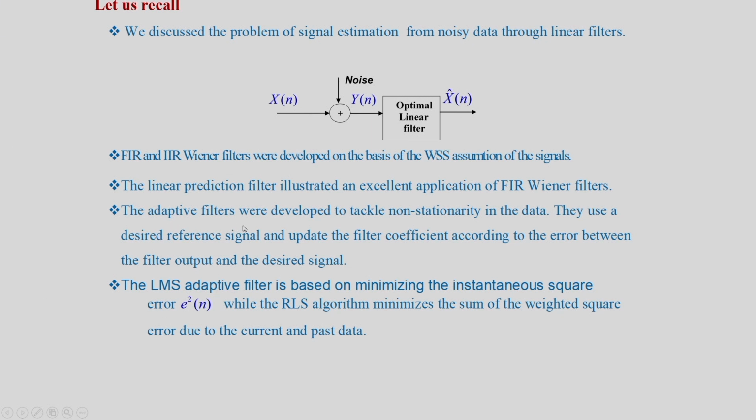The adaptive filters were developed to tackle non-stationarity in the data. They use a desired reference signal, dn we call it, and update the filter coefficients according to the error between the filter output and the desired signal. The LMS adaptive filter is based on minimizing the instantaneous square error e square n, while the RLS algorithm minimizes the sum of the weighted square error due to the current and past data.